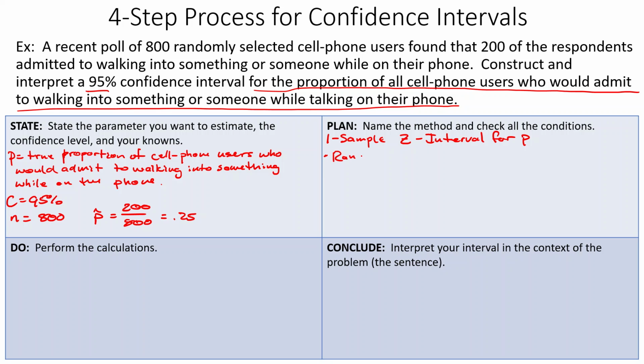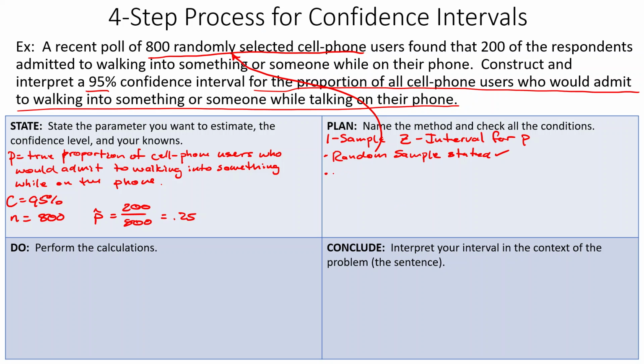Did we have a random sample? Let's see, a poll of 800 randomly selected cell phone users. So we're going to just say random sample stated, and I underlined it up there. If you want to draw a line from here to here, you can do that. They have to check everything on your AP exam, including if you draw lines.